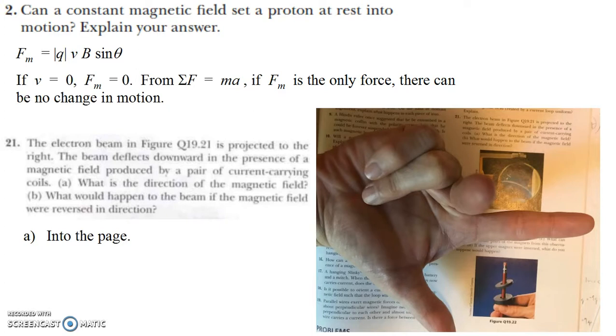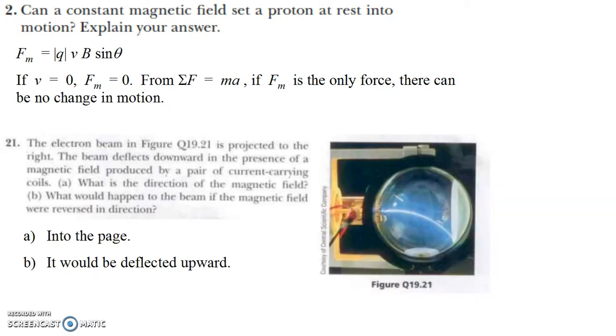All right, letter B. What would happen to the beam if the magnetic field were reversed in direction? Well, if you change something, then you change your answers. In this case, of course, it would be just deflected upwards. So instead of the beam looking like this, the beam would be deflected upwards. So we flip the direction of the magnetic field.